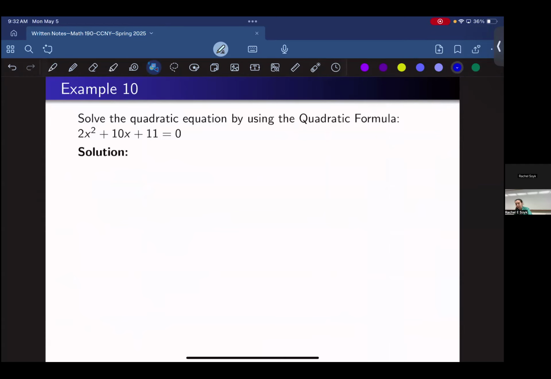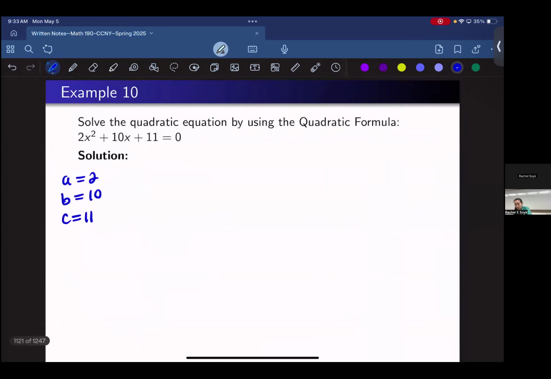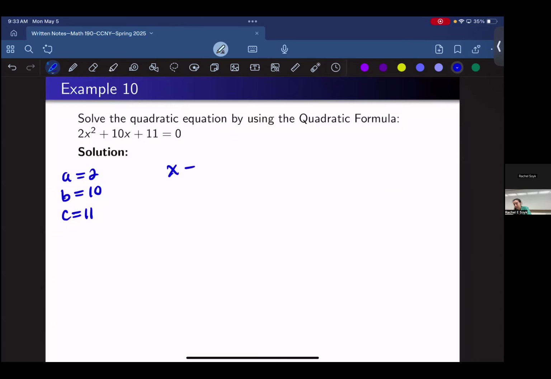Do another example together. This time I'm not going to write the quadratic, but I will identify my a, b, and c. So a equals 2, b equals 10, c equals 11, and then I'll just do the straight plug-in. X equals negative b, which is negative 10, plus or minus square root b squared, which is 10 in parentheses squared, minus 4ac, 2 times 11, all over 2 times a, which is 2.